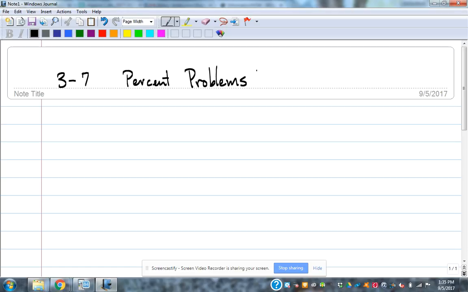All right, we're talking about percent problems. And you may have been taught how to do percent problems a different way in another class, and that's fine. It doesn't bother me that you have. But I want to show you the way that I want it done, okay? And the way that can help you be able to do these problems correctly is setting up the percent problems as proportions.